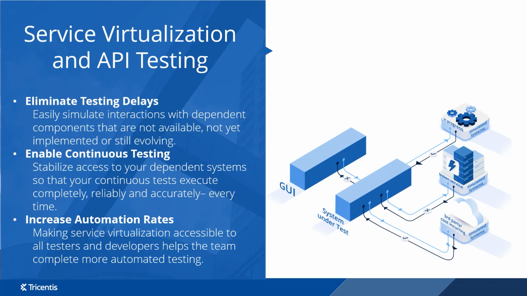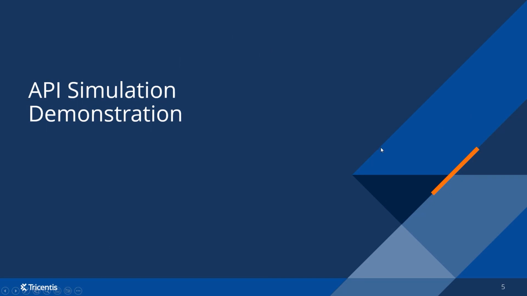And this is the point of API simulation. The technology allows you to create simulated representations of those backend systems and then deploy them into your test environments to stabilize for test execution. But let me go ahead and give you a quick demonstration to put this into context.